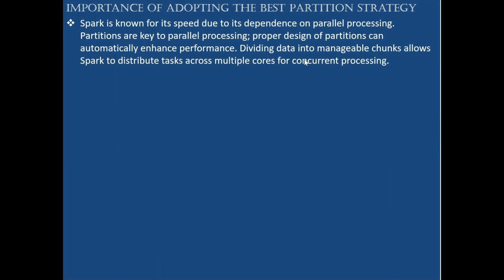Now, dividing data into manageable chunks allows Spark to distribute tasks. Dividing your huge file data into small chunks allows Spark to distribute these partitions across multiple cores for concurrent processing. Concurrent processing means parallel processing. At that time, all the partitions are going to run.